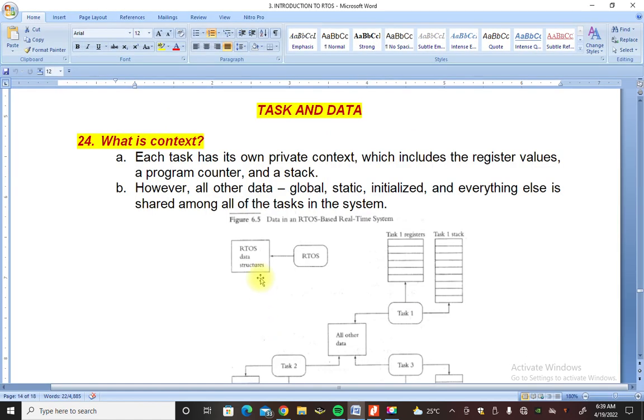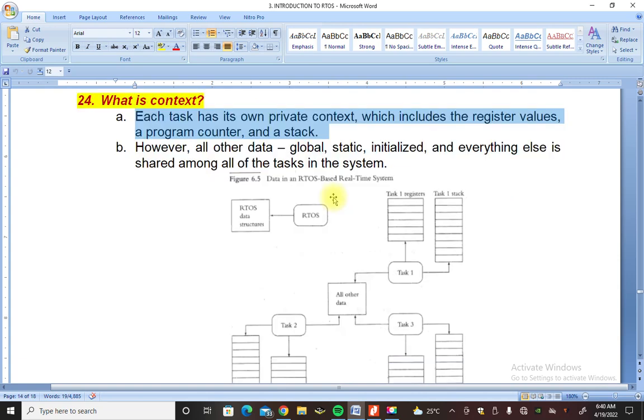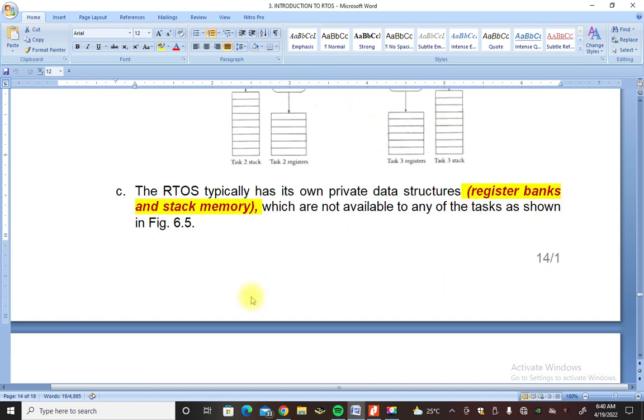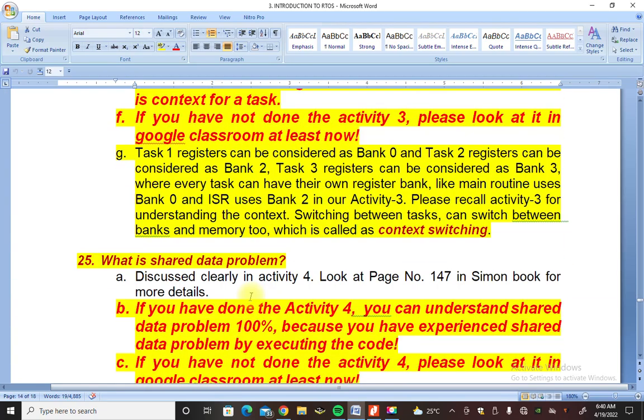That is what we are going to discuss in this particular topic. So what is context? It's very important. Each task has its own private context, which includes the register values, program counter and a stack, as we discussed here. The RTOS has its own private data structures, register banks and stack memory, which are not available to any of the tasks, as shown in figure 6.5.